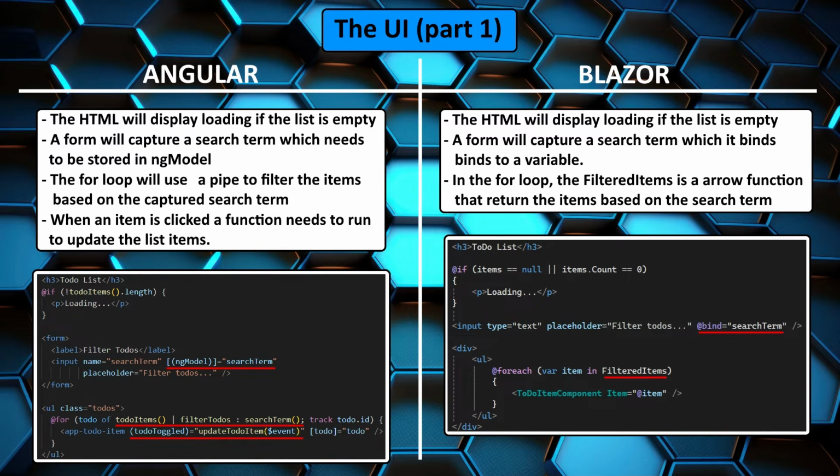Inside the for loop, we display the to-do item component, which will call a function to update the item as complete when it is clicked. Over to Blazor, we also display a loading message if the list is empty. We add an input for the search term and bind it to a variable. Because Blazor is reactive, the filtered items list will change while you type into this bound search term. In the foreach loop, it uses the filtered items list, which will run an arrow function to filter the items based on the search term.